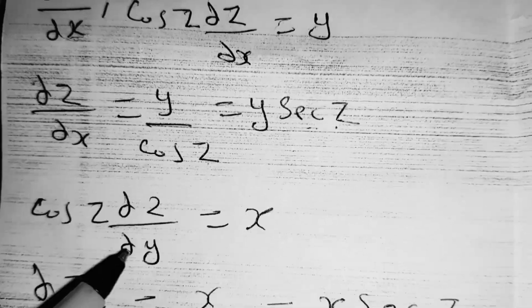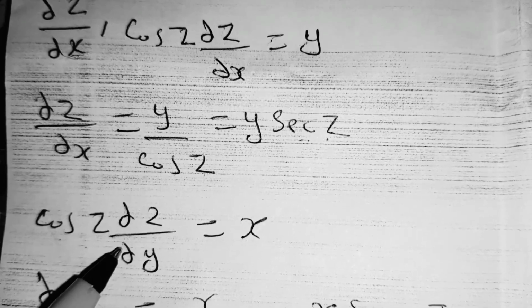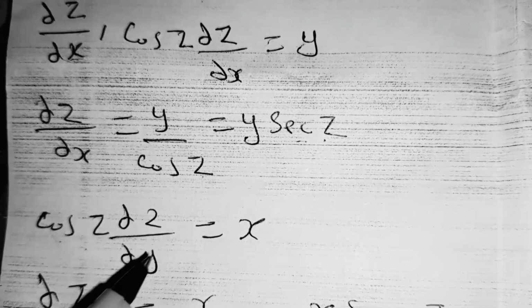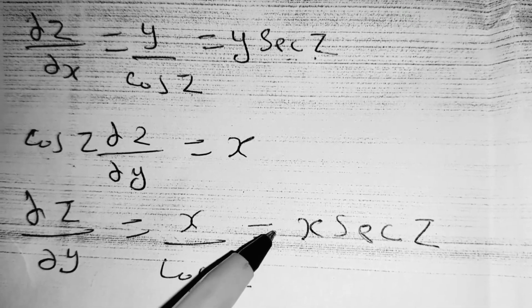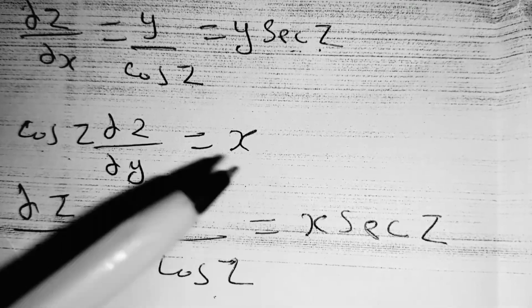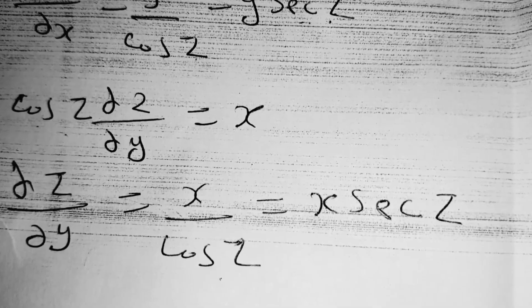Then finally, the partial of z with respect to y will be cos of z multiplied by the partial of z with respect to y, which is equal to x. Then you divide by cos of z on both sides, so that you have x sec of z. So that is how you obtain the partial derivatives of that equation in the simple steps.